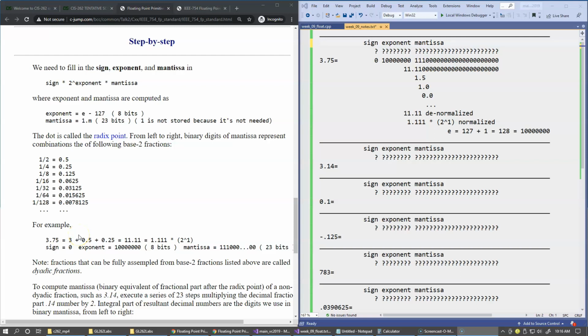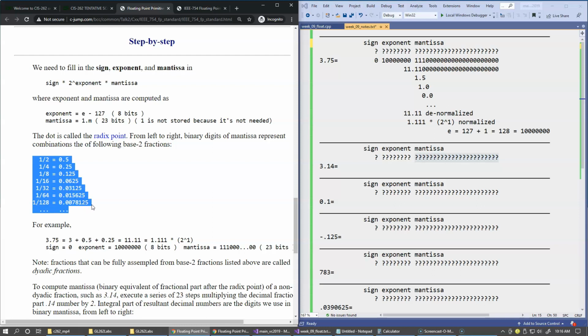In summary, to convert a decimal fraction to IEEE internal binary storage, step by step, we need to fill in the sign, the exponent, and mantissa. And from left to right, binary digits of mantissa represent these two base fractions. If the resulting binary fraction can be fully assembled from a sum of these two base fractions, this is called a dyadic fraction.